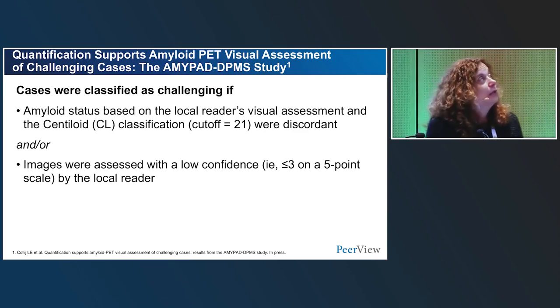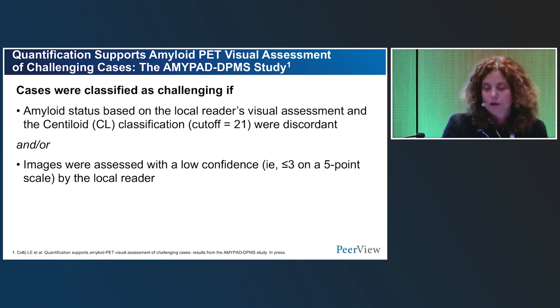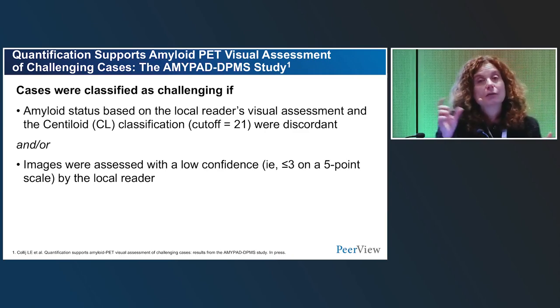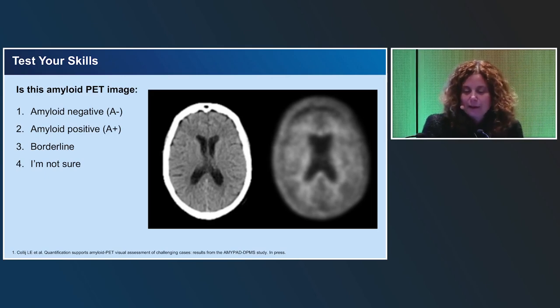But in this study, cases were included when the local readers were discordant with respect to the centiloid measure with the cutoff of 21, or the confidence of the local reader was low, 3 or below on a 5-point scale. There were 85 scans, and then there were also 15 easy-to-read scans added. So first question for you: do you believe that this is negative, positive, borderline, or are you not sure?